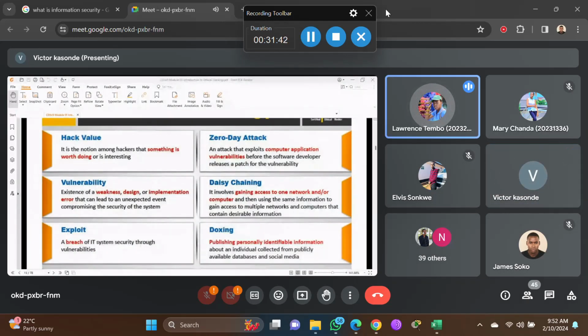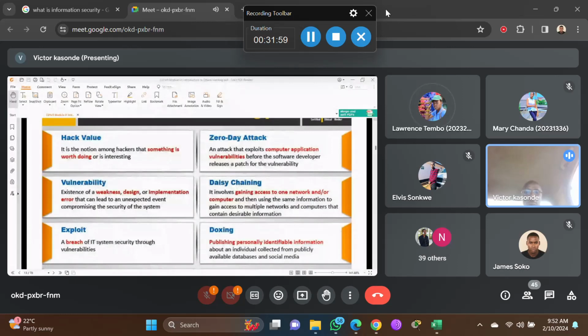Yes, sir. My question is, since you are saying zero day attack happens before the software is released, how come the vulnerability is known if the software developer hasn't released it?